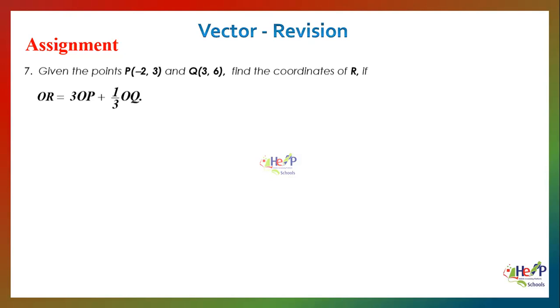Who wants to try for us number 7? I think number 7 is a bit direct. They are testing you on how to multiply a scalar with vectors. You have to multiply 3 with the position vector of OP and 1/3 with the position vector of OQ.